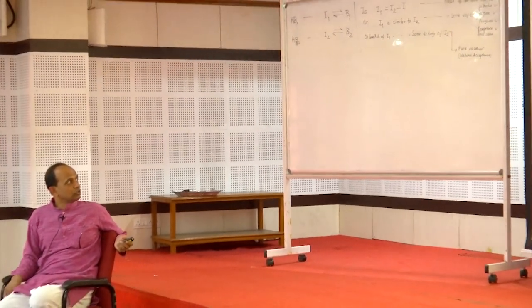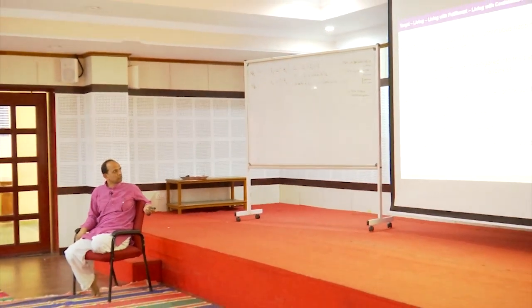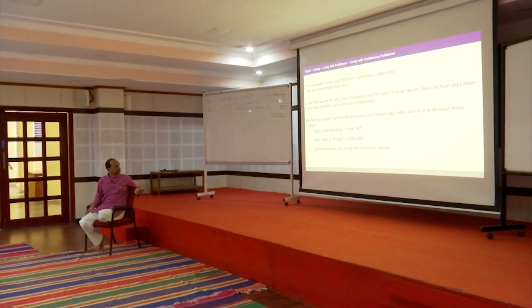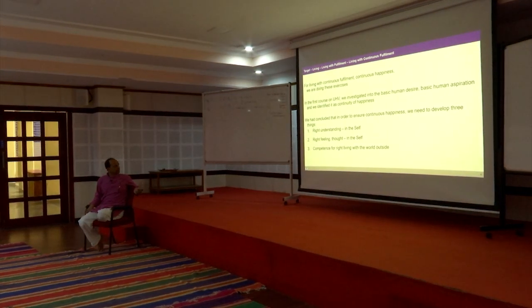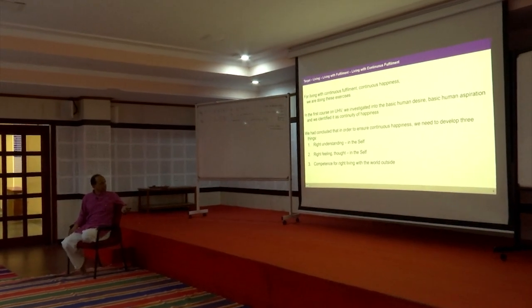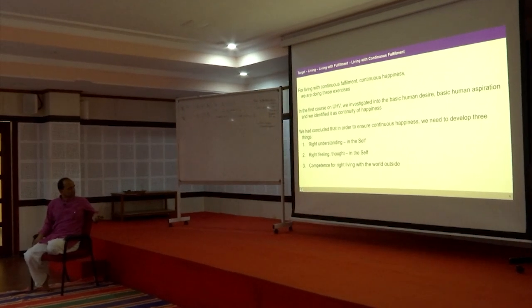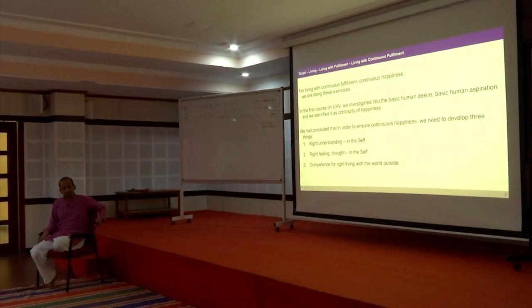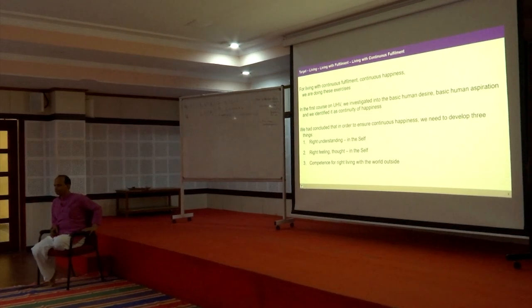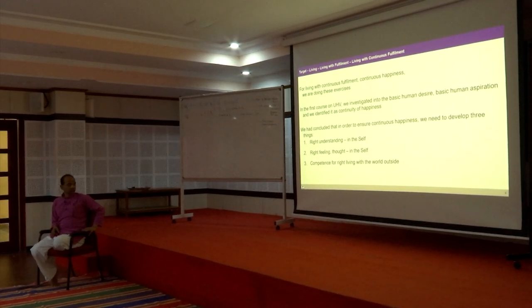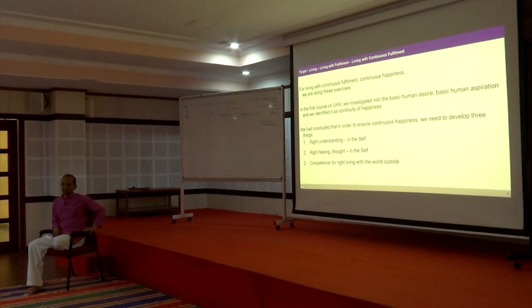So for living with continuous fulfillment, continuous happiness, we are doing these exercises. In the first course on UHV, we investigated the basic human desire, basic human aspiration, and we identified it as continuity of happiness. We had concluded that in order to ensure continuous happiness, we need to develop 3 things: right understanding in the self, right feeling and right thought in the self, and competence or right living with the world outside. Have we been able to conclude this? Isn't it? So these are 3 primary responsibilities for each one of us.